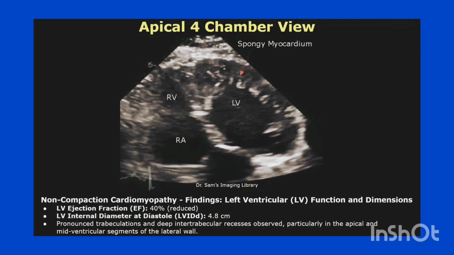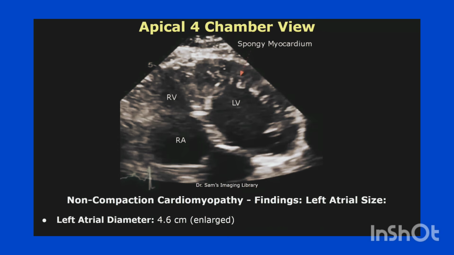The ejection fraction is 40%. It is reduced. LV internal diameter at diastole is 4.8 centimeters. Pronounced trabeculations and deep intertrabecular recesses observed, particularly in the apical and mid-ventricular segments of the lateral wall. The left atrial diameter is 4.6 centimeters. It is enlarged.